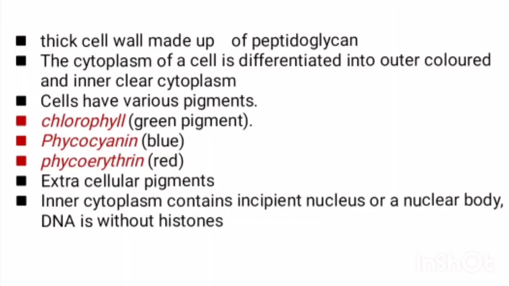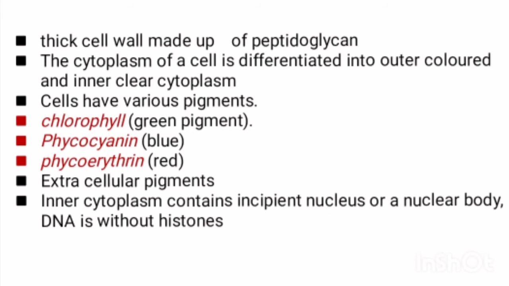Each cell has a thick cell wall, and that cell wall is made up of peptidoglycan. The cytoplasm of a Nostoc cell is differentiated into outer colored cytoplasm and inner clear cytoplasm. So the cytoplasm has two portions, colored cytoplasm and clear cytoplasm. The cell produces various pigments. That is, the cells contain chlorophyll, phycocyanin, and phycoerythrin. Chlorophyll is a green pigment, phycocyanin is a blue pigment, and phycoerythrin is a red pigment. These pigments are present in the Nostoc cell.